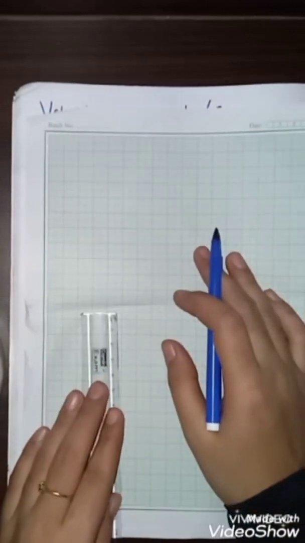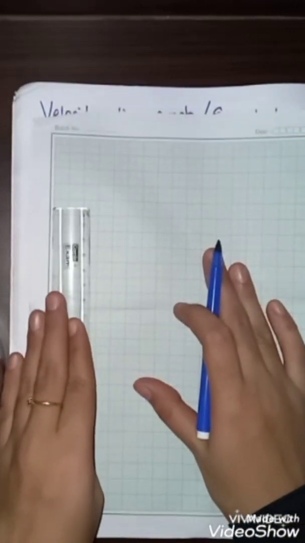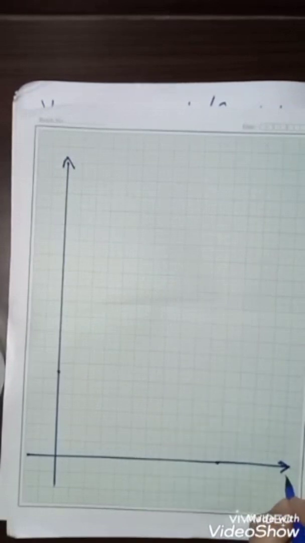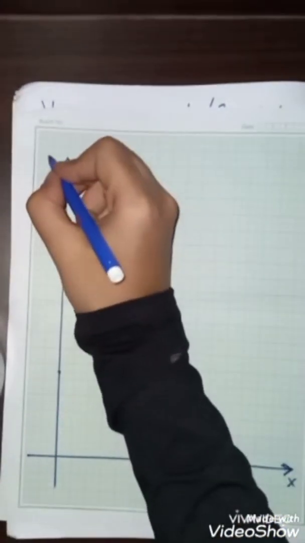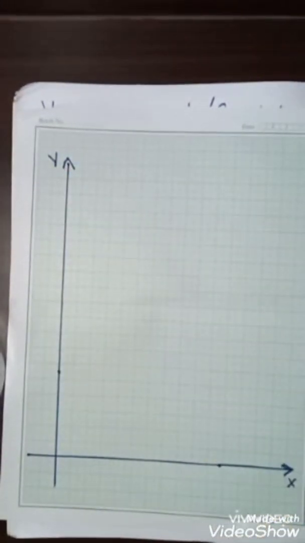We have already studied how to draw a graph. We know that for any graph there are two axes, the x-axis and the y-axis. First we draw the x-axis and y-axis. This is the x-axis and this is the y-axis.